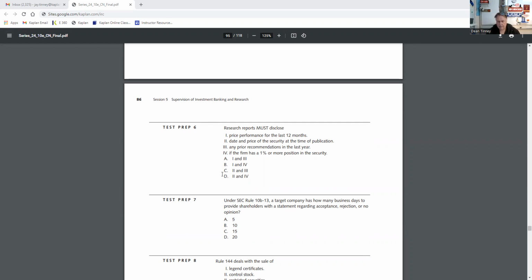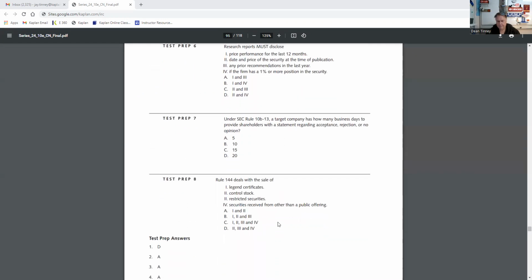Under SEC Rule 14e-2, a target company has how many days to provide shareholders with a statement regarding acceptance, rejection, or no opinion? So this is Elon Musk and Twitter, right? Twitter has 10 days to respond to tell you whether they think you should accept the offer at 54.20 or reject that offer. Now, Elon has to leave the tender open for 20 days, and if he amends it, he has to extend that period.